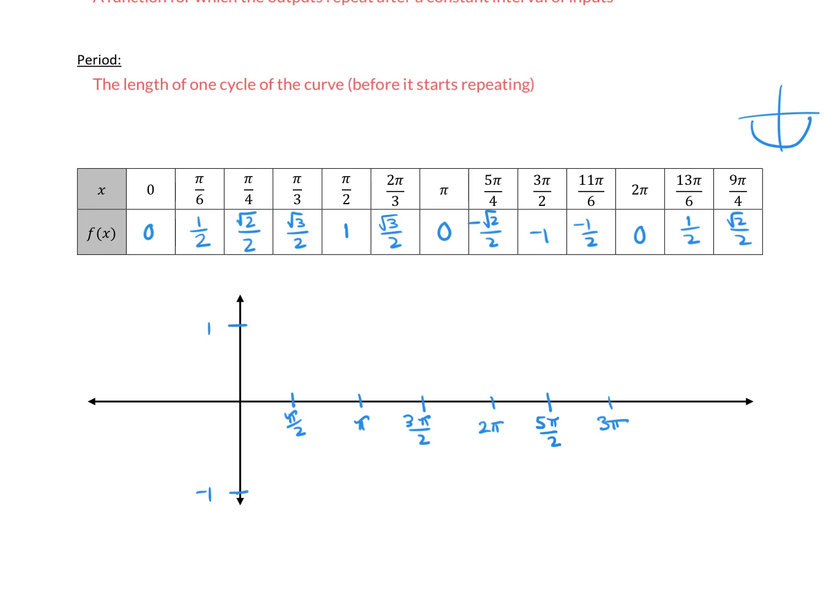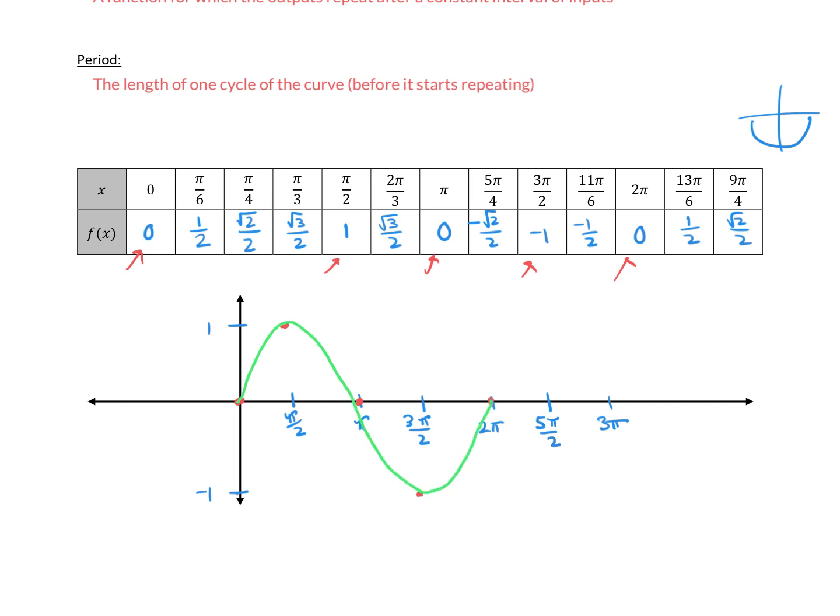So if we plot some of these points, we've got 0, 0. At pi over 2, we have a positive 1. So I plotted that point, pi over 2, we're at a positive 1. At pi, we have 0. At 3 pi over 2, we're at a negative 1. At 2 pi, we're at 0. And what we notice is we are getting a graph that looks like this.